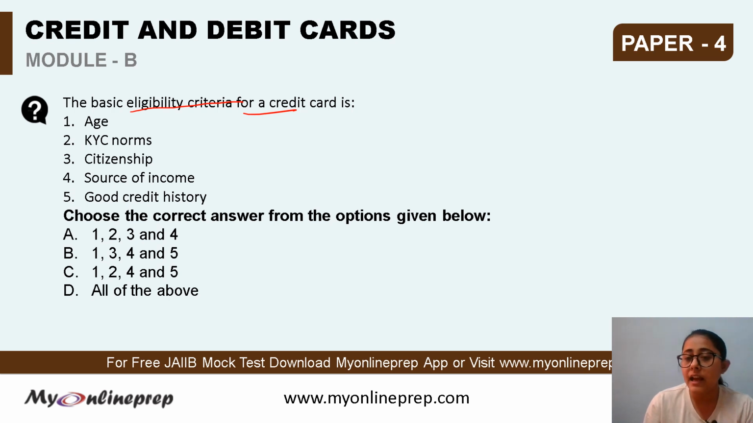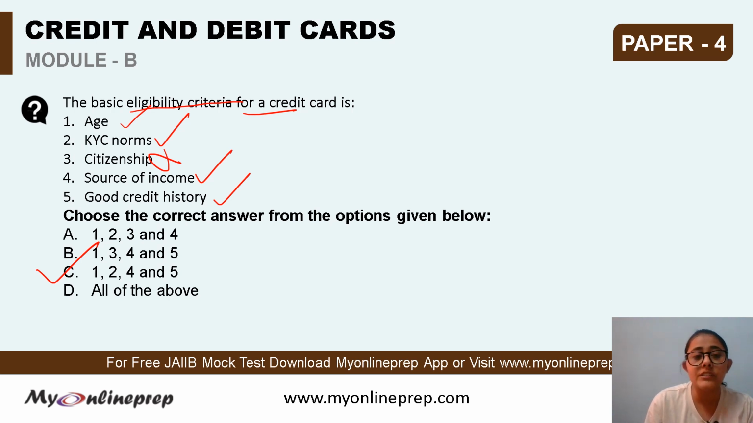Which of these is an eligibility criterion that is important for a credit card? Here the correct option is age, KYC norms, source of income, and good credit history. Citizenship is not an eligibility criterion for the credit card. So the correct answer is 1, 2, 4, and 5. That is, C is the correct answer. This is how you answer statement type questions. First, you need to see what statements are given to you. Then you need to see the options and choose the correct answer from them. So it is very necessary to carefully read all the statements that are given to you.